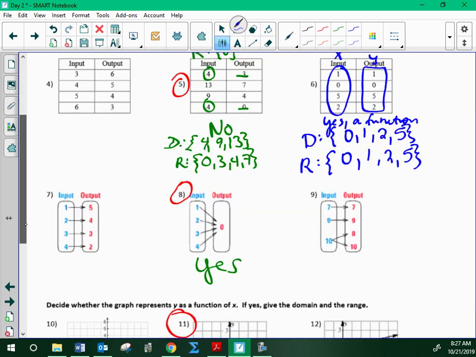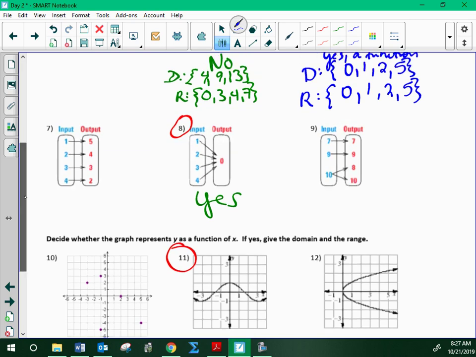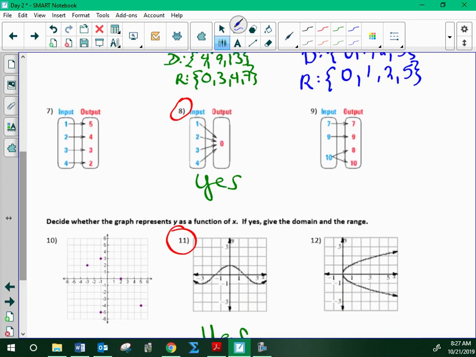Number 9. Remember, there are 4 different ways that we can have information given to us. We have ordered pairs. We have our table. Number 9 is what we call a mapping diagram. For mapping diagrams, they don't repeat the numbers, they instead repeat the arrows. So we want to look to see if there are 2 arrows coming from the same x value, and we see there are. Since 10 goes to 8 and 10 goes to 10, it goes to 2 different numbers, so this is not a function.